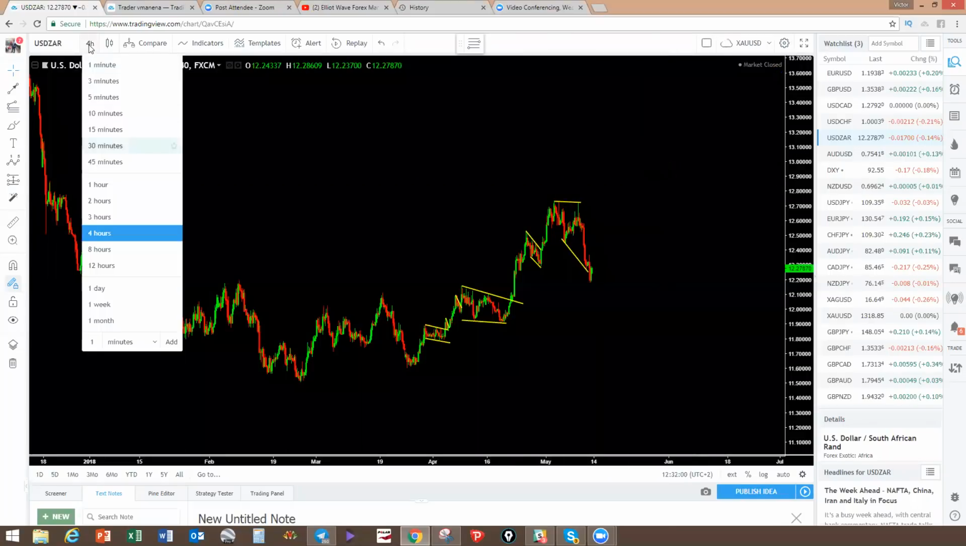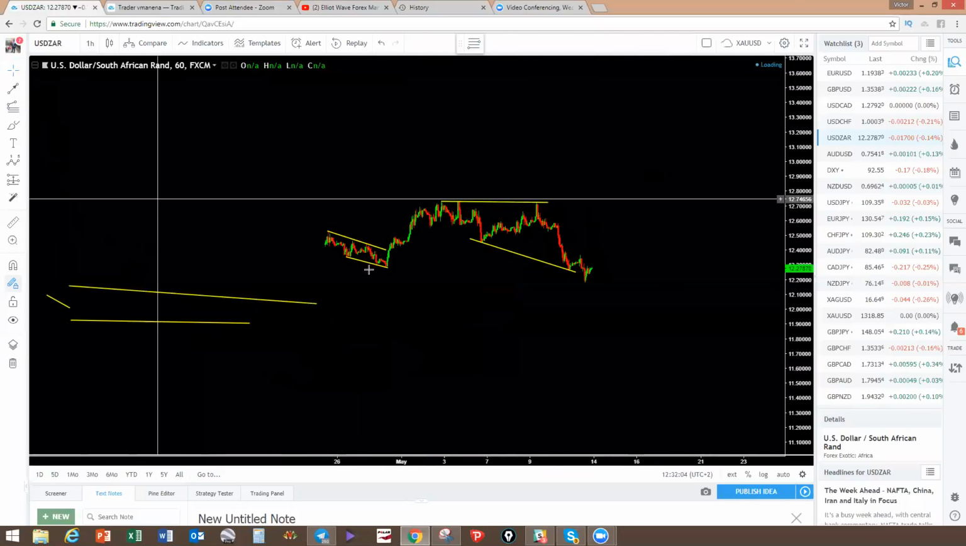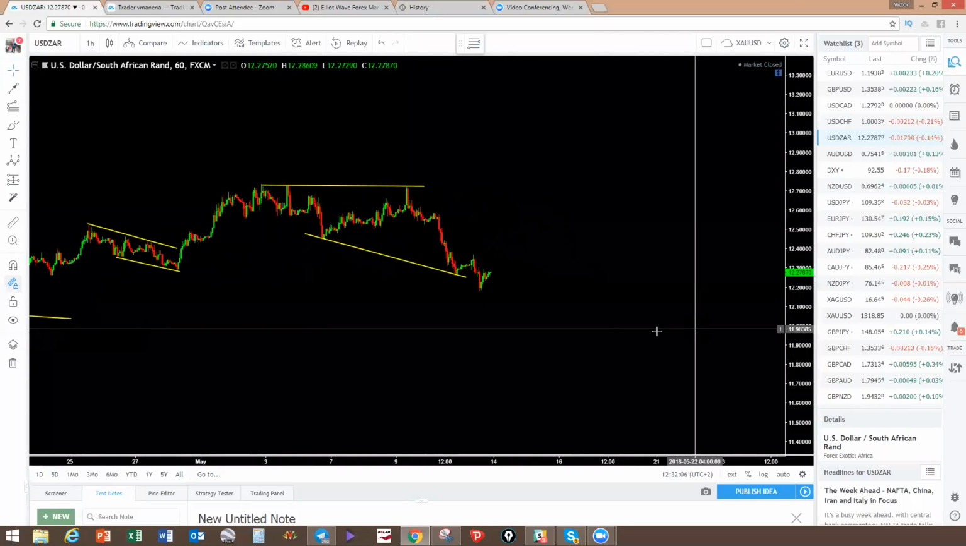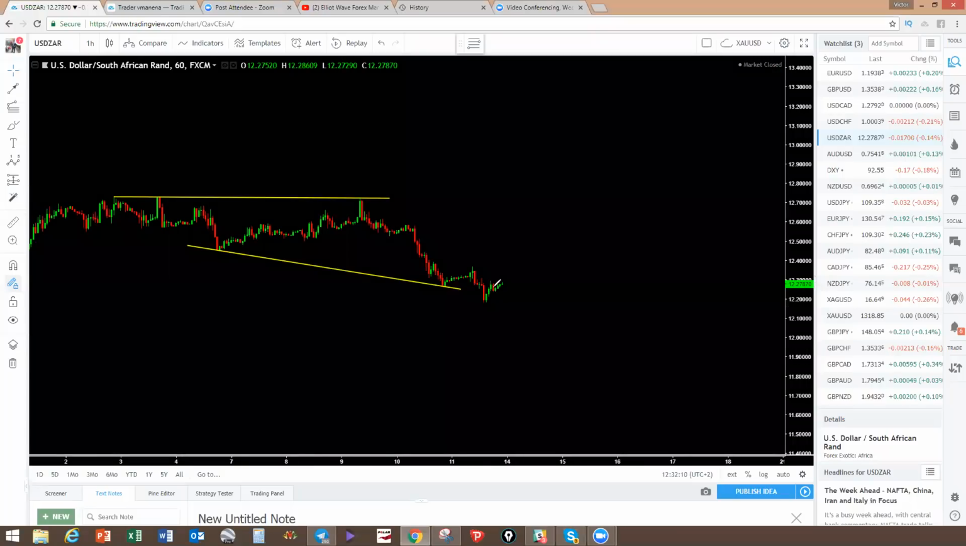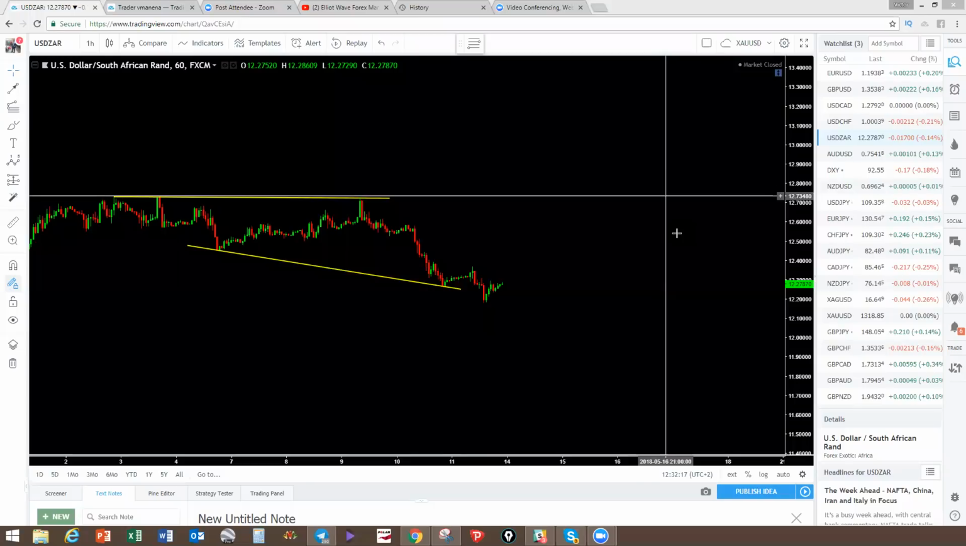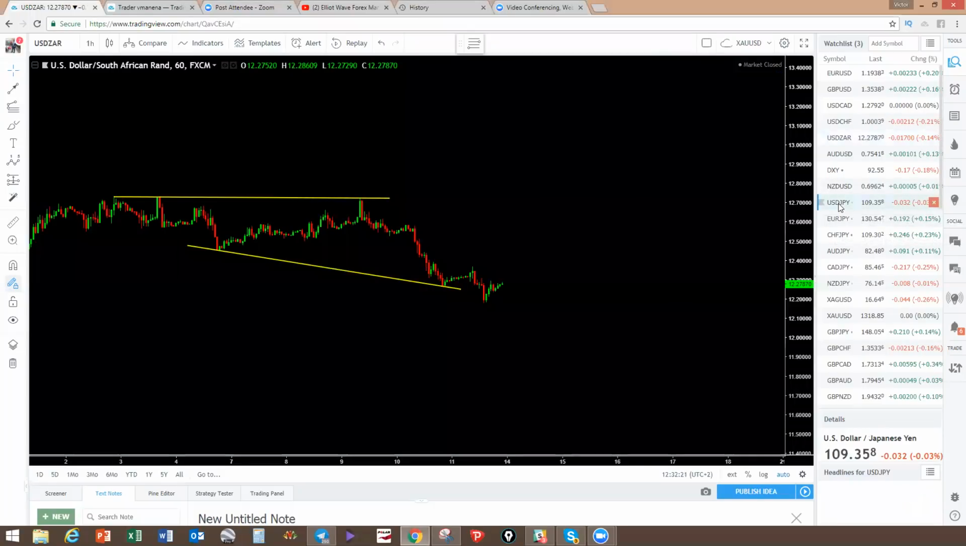Okay, on the 1 hour, looks like we've got a convincing impulse. Not very convincing actually, but let's see how this one plays out. We could get a very nice entry point here for a move back up. All right, let's go to the yen pair.